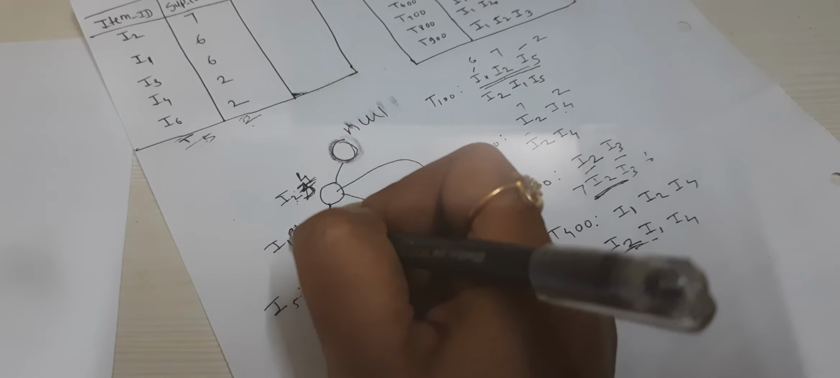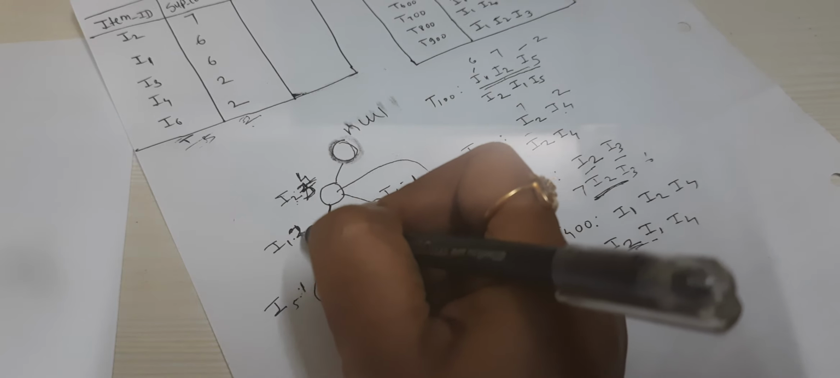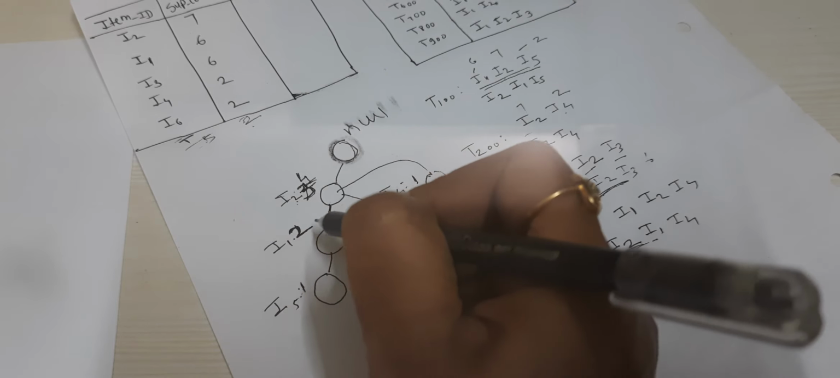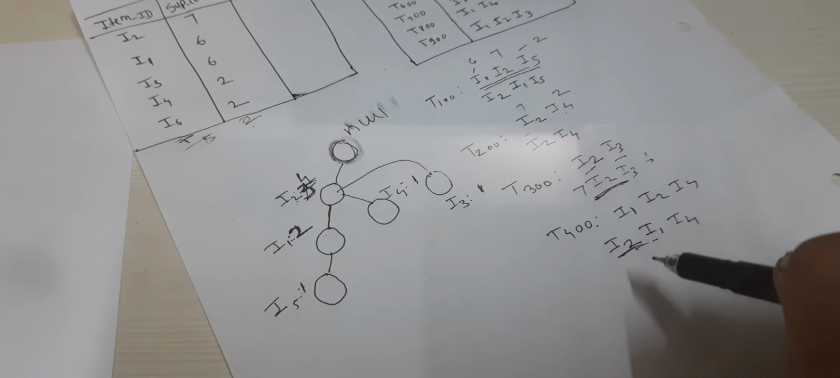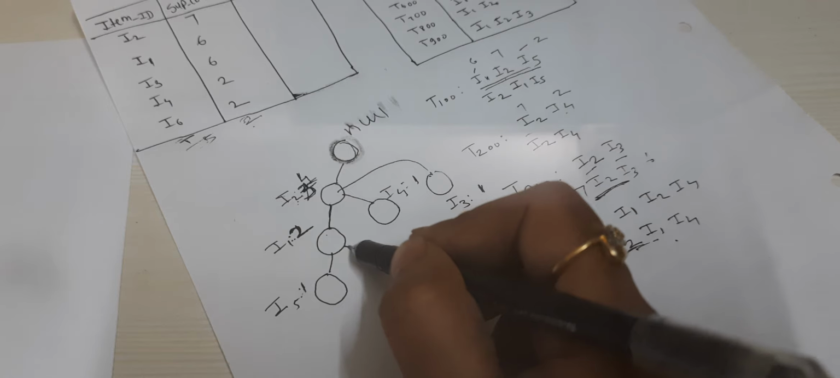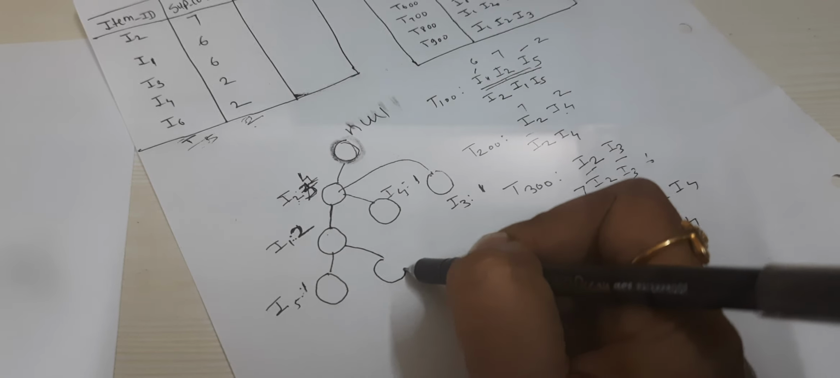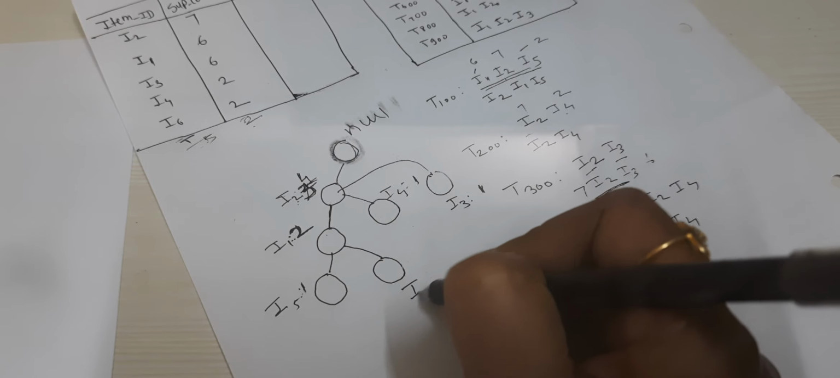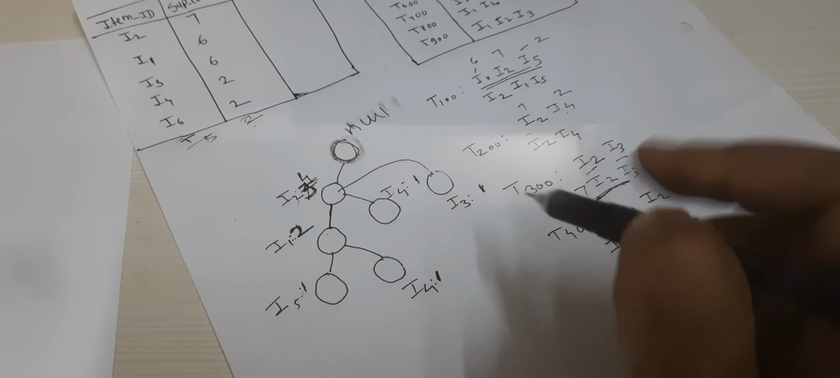So here you have to make this entry as a 2, that is 1 plus 1 is 2, and after I1 I4 is there. So after I1 there is no I4, so here you have to draw a tree for I4. So here is I4 and its count is 1.